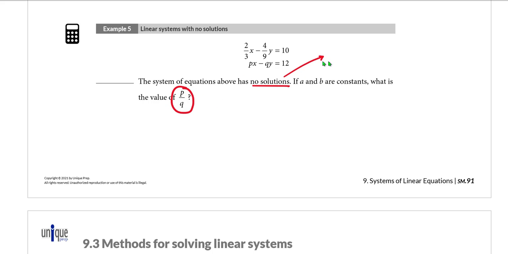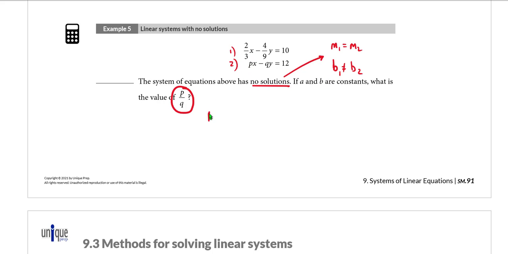Let's recall that for there to be no solutions, again, I'll label these lines, line 1 and line 2, we know that the slopes must be equal. No solutions means parallel lines. So the slopes must be equal, but the y-intercepts must not be equal. Slopes must be equal, y-intercepts must not be equal. So let's deal with the slopes first and see where that gets us.